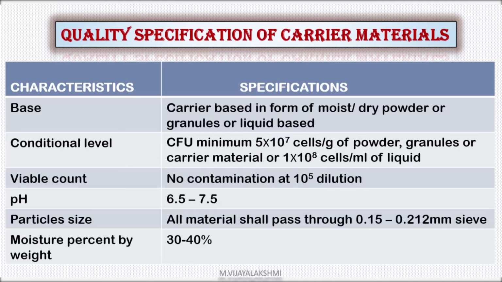Here the final range of pH must be 6.5 to 7.5. Particle size is about 0.15 to 0.212 mm, and the moisture content is about 30 to 40 percent. Finally, this is ready for mixing with the carrier.